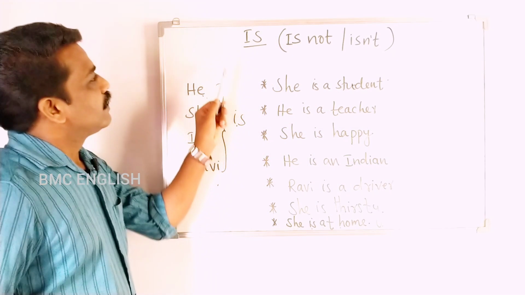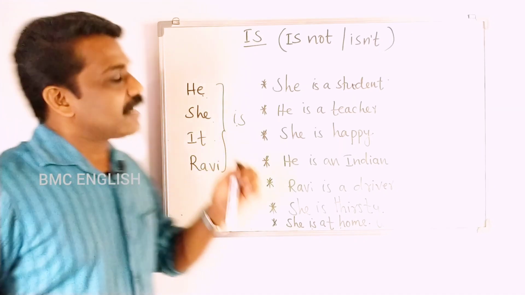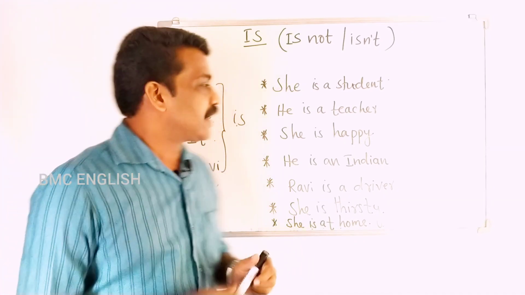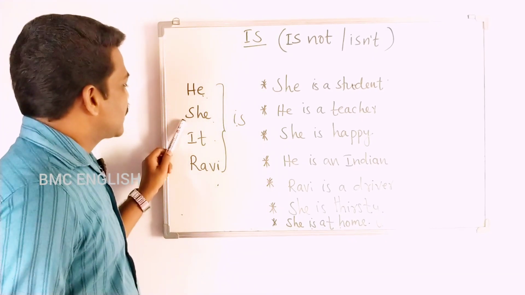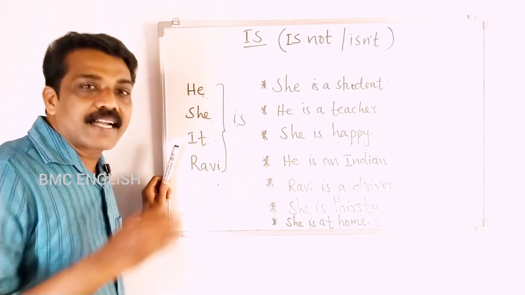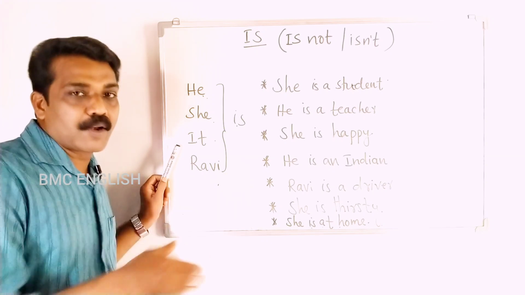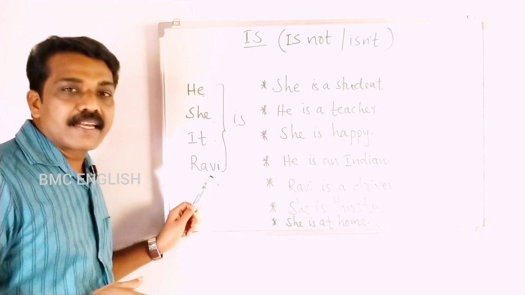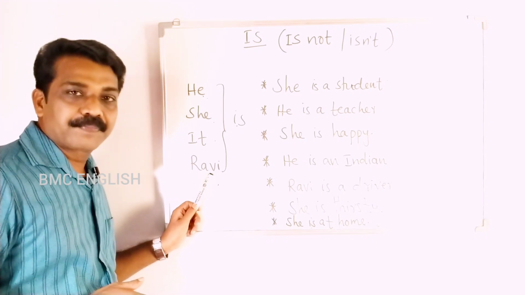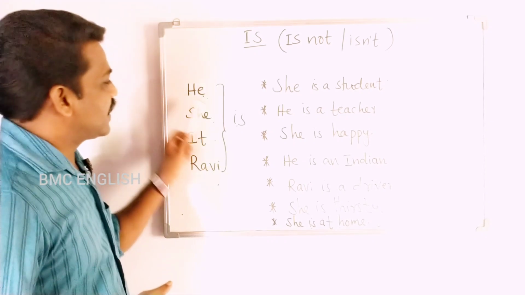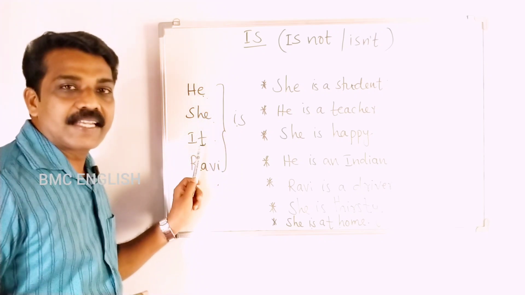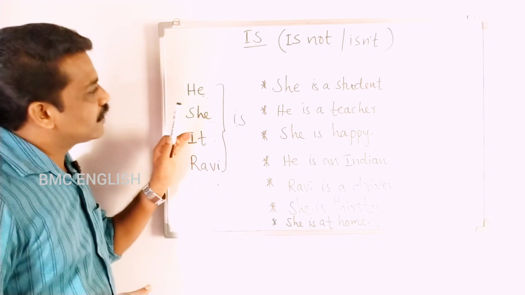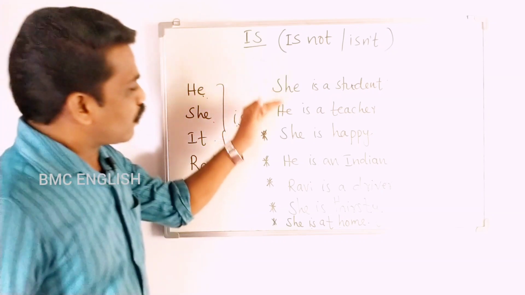Is. We use "is" in the present tense, and we use "is" when the subject is he, she, it, a third person singular pronoun, or we use "is" with a singular noun. For example, Ravi. Okay, please repeat after me. He is, she is, it is, Ravi is. Is that clear?